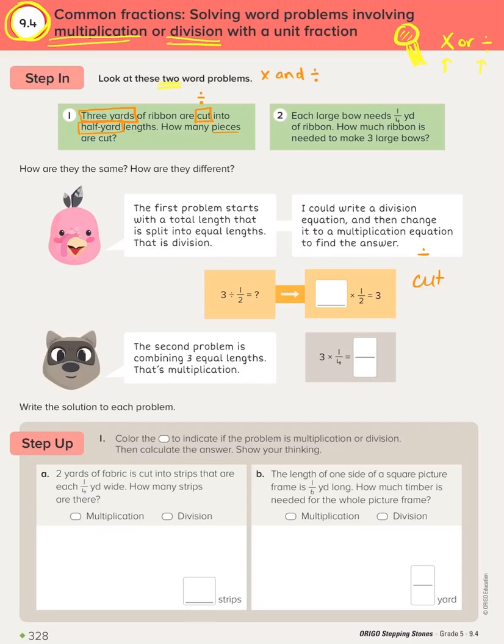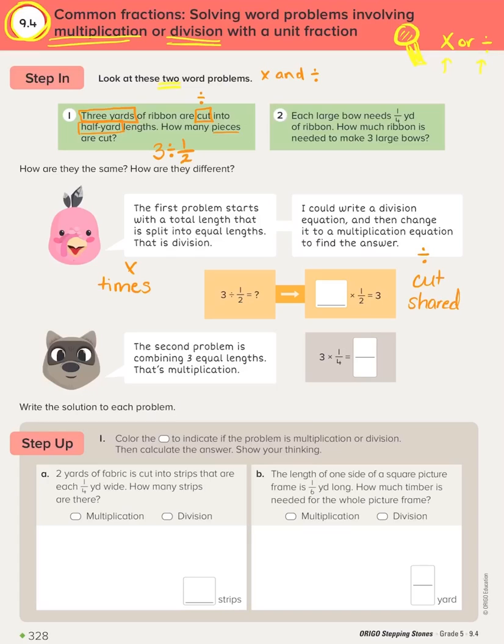So division keywords are words like cut, shared, right? Multiplication keywords are like times, okay? And we'll keep looking for words and adding them to our list, okay? So here it says 3 yards of ribbon, so I have 3 yards, and it is cut, which means divide, into half-yard lengths. So I can use this to answer my question.